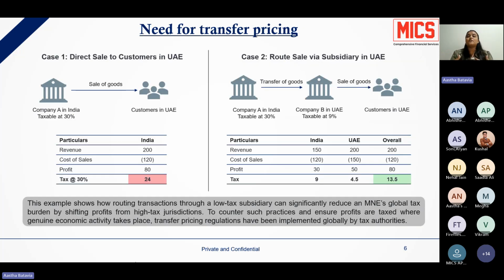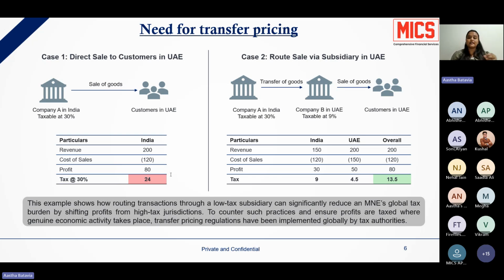So why is transfer pricing needed? Let's take a real life example again. Everybody knows that diamonds are getting exported. Surat is a diamond hub of India, and very good diamonds are getting exported from India. So let's take that example only. Suppose there is a diamond polishing company, a hypothetical example, Shine Gems India Private Limited. It's in Surat. It exports polished diamonds to global buyers.